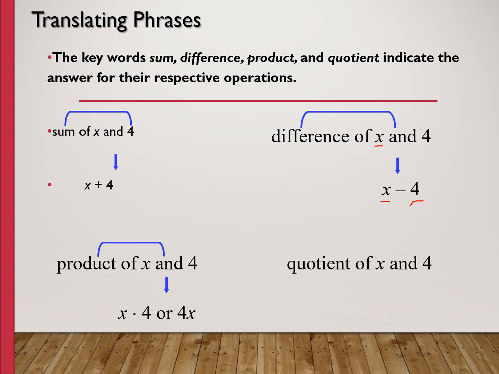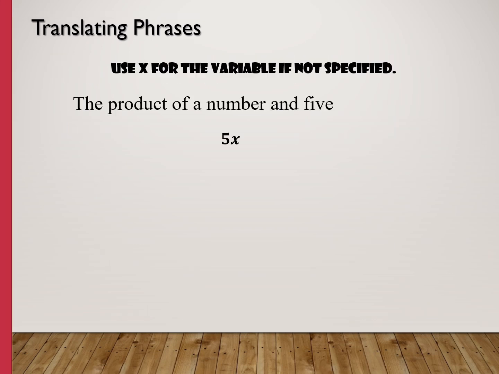And lastly, we have the quotient of x and 4. So, you're trying to divide x and 4. That is x divided by 4 or in fractional form, x over 4. Okay? Next is, we use x for the variable if not specified. Halimbawa, hindi naka-specified yung name nung number or nung variable, we are going to use the variable x. Halimbawa, the product of a number and 5. Walang sinabing a number y and 5. That's why you are going to use variable x.